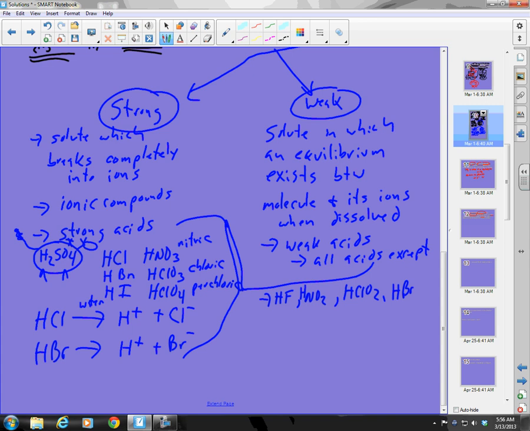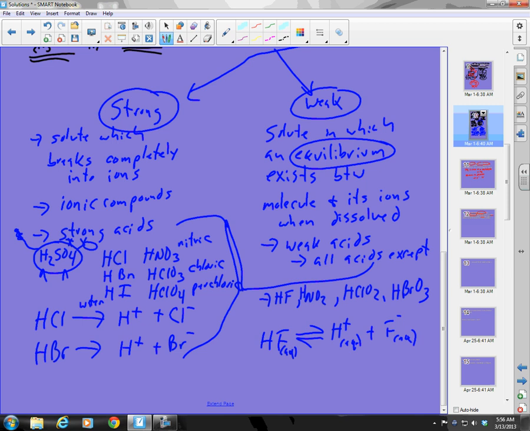Hydrobromic acid. These are all weak acids. And what does it mean that an equilibrium exists between the molecule and its ions? Well, let's take HF. When HF dissolves, here I'm going to put it aqueous so we know that it dissolves. It breaks down this way. Now, what does this mean?